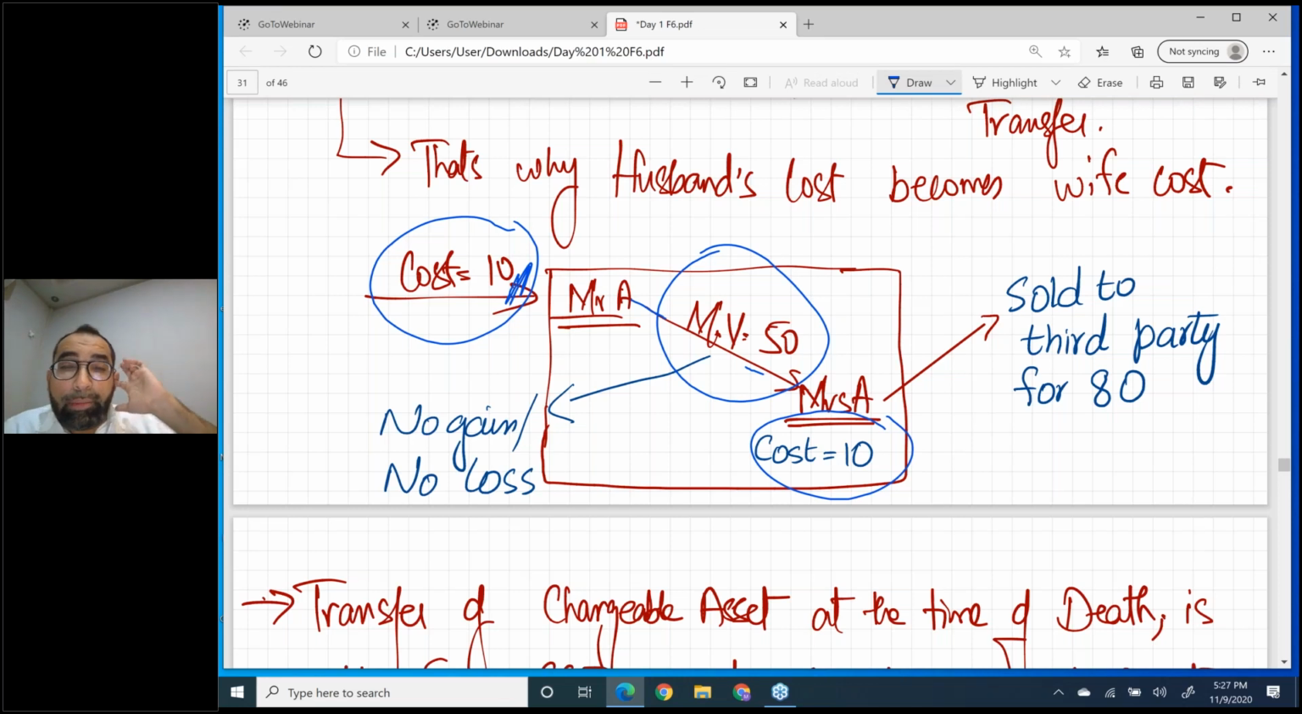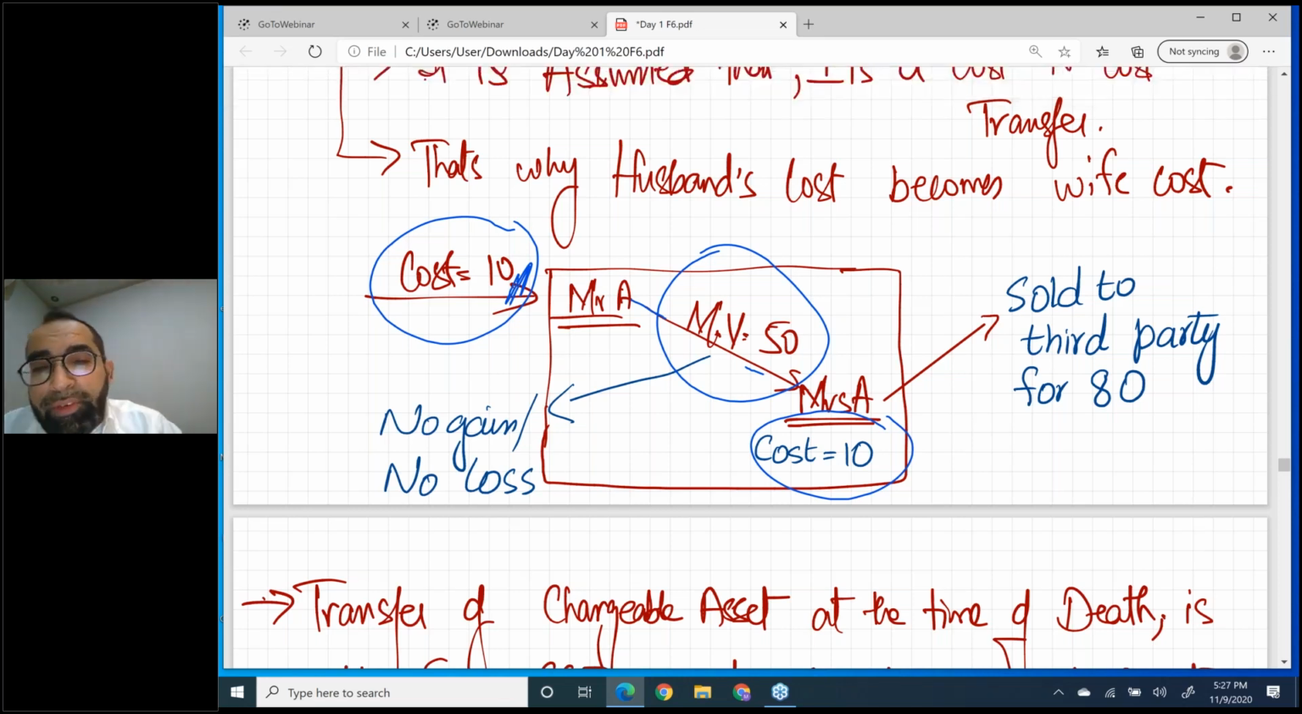Now this asset has come to wife. Now finally, after a few months, wife sold it to a third party for 80 pounds. Boys and girls, can you tell me what will be the final gain to wife? The final gain to wife will be 70 pounds, because the cost to wife is 10 pounds and the DP for wife is 80 pounds.